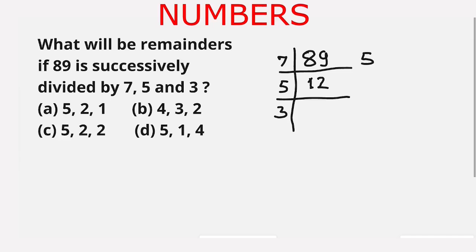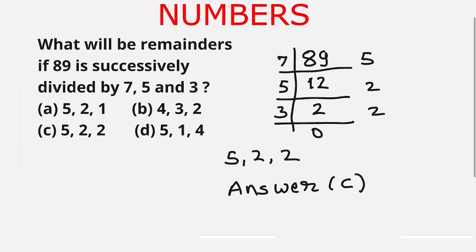Now the quotient is 12. 12 is divided by 5. It divides it for 2 times and remainder is also 2. Now 3 divides 2 for 0 times and remainder is 2. So the successive remainders are 5, 2 and 2. And from the given options, our answer is option C, 5, 2 and 2.